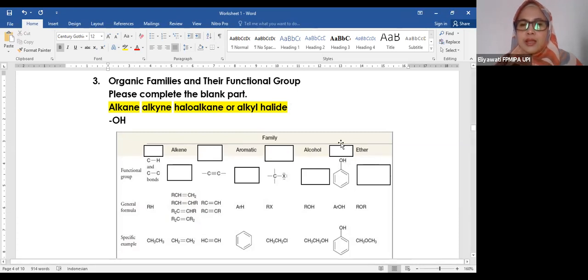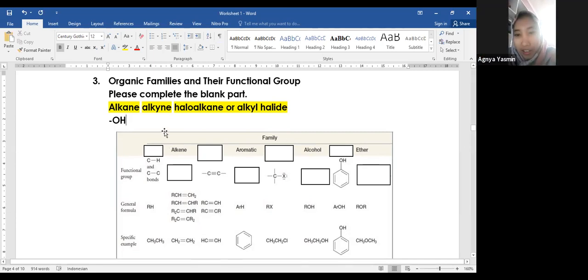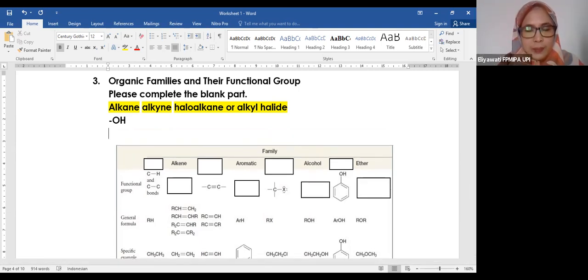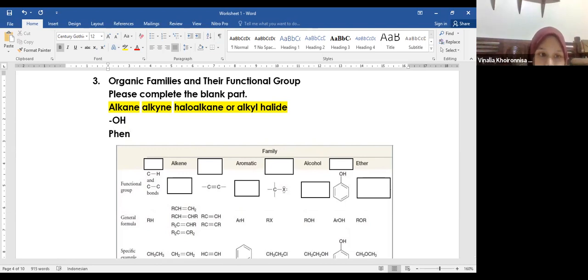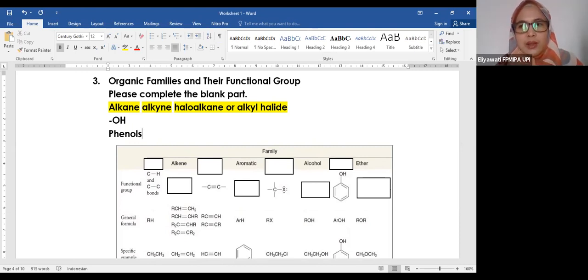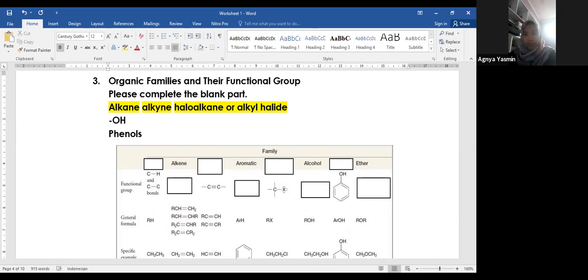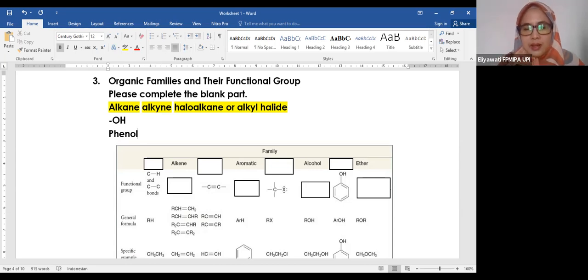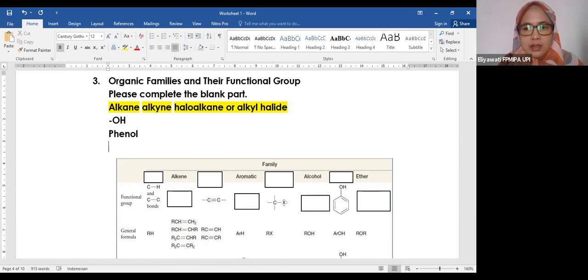And then next, this one, what is it? Phenol. How do you write phenol? P-H-E-N-O-L. If it is plural you can put S; if it is only one, phenol is okay. Then ether. The functional group of ether is only O, like this.